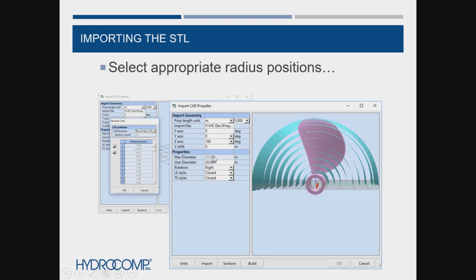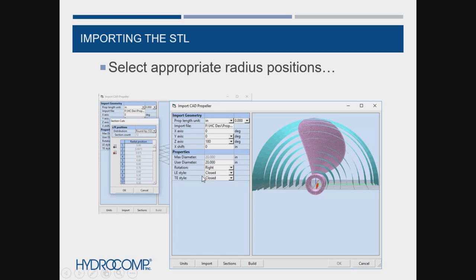The last few things to do are to set the user diameter. This is in case it's very difficult to capture the tip, you can inset this in slightly. We have to describe the rotation direction so that we know what pitch this should be, more or less. And we have to describe the style of the edges.